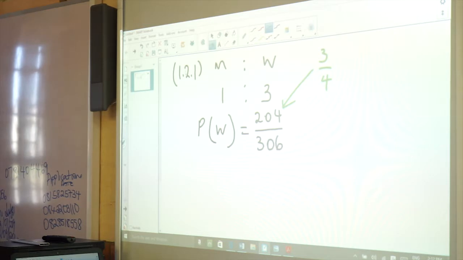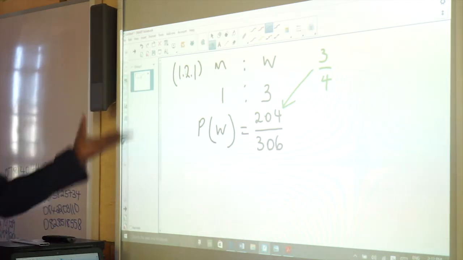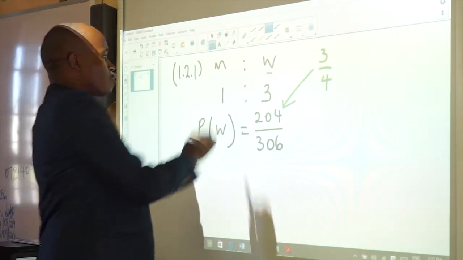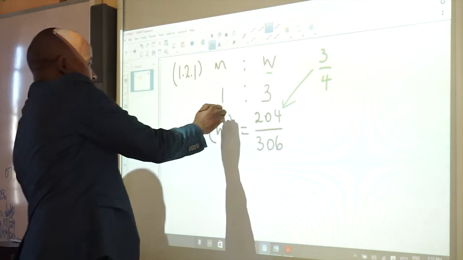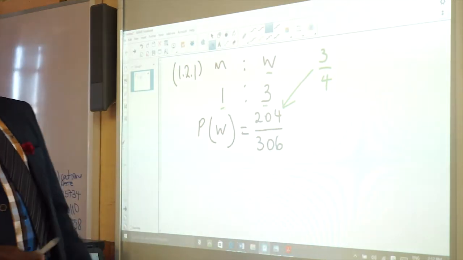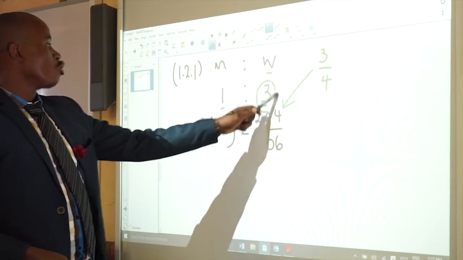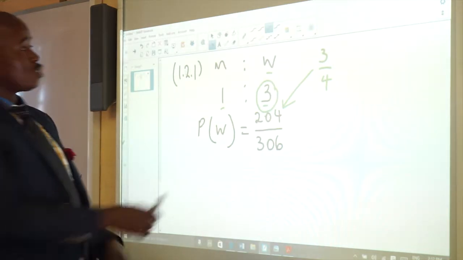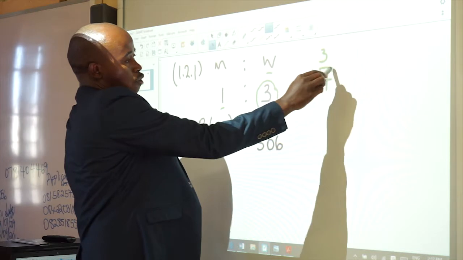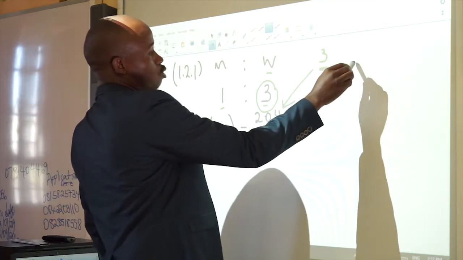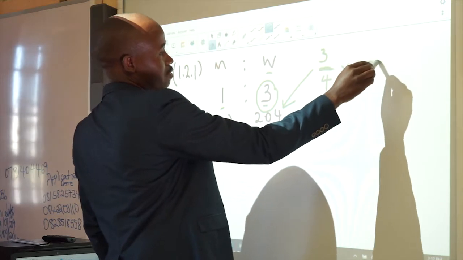Right. Or you can just go straight. I understand what you did. You calculated males and subtracted from the total, which is also correct. But you can also go straight to women. Since you said 1 plus 3 is 4, that means women are 3 out of 4 of the total cleaners, which is 272.